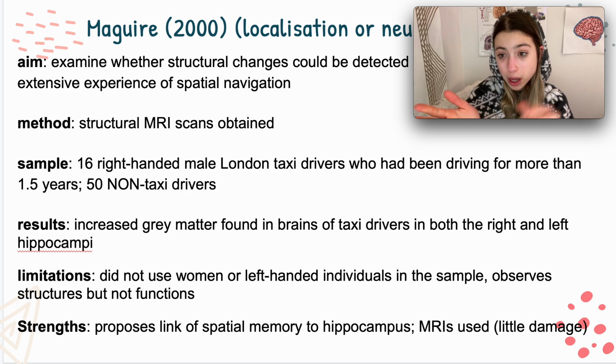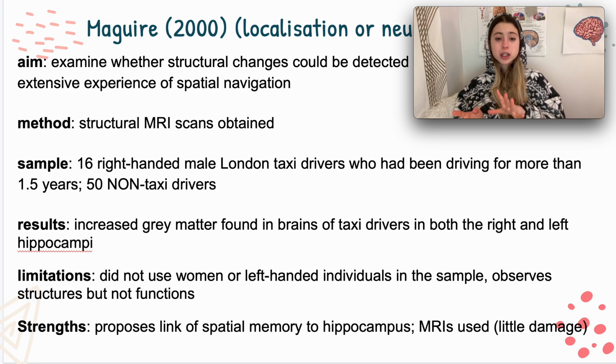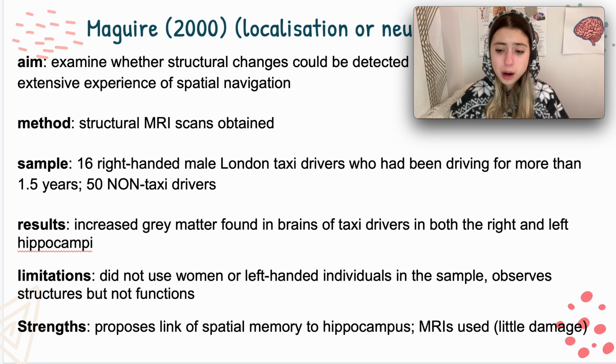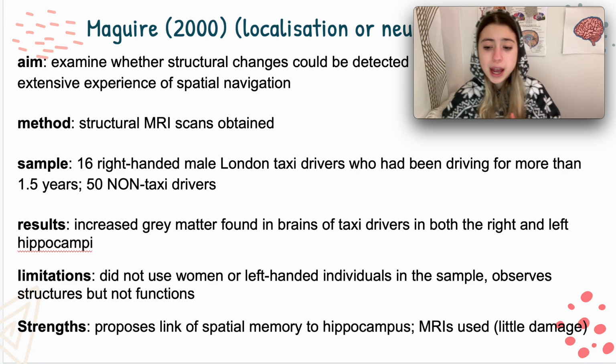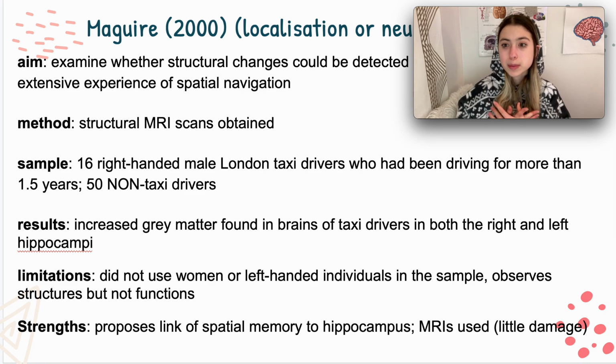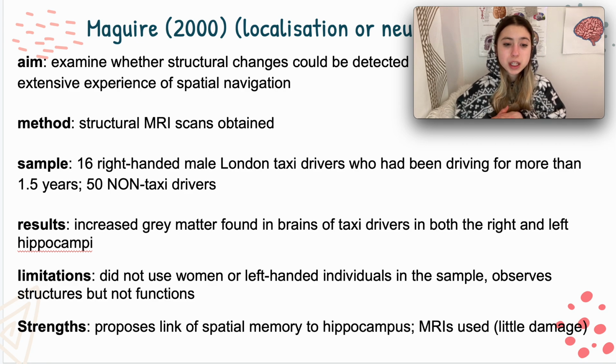And also, MRIs were used. MRIs in general cause little damage compared to other methods for participants. So assuming there's informed consent and everything, it's a fairly low risk experiment. And there's the assumption too that they did screen participants beforehand and make sure they were safe to go in an MRI. With all these studies, you can basically assume that they obtained some sort of ethical approval.